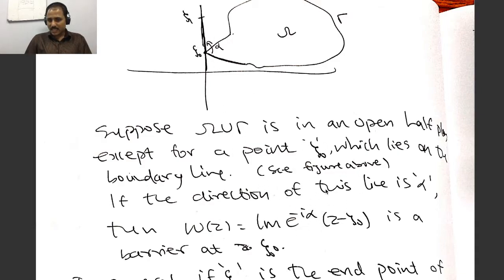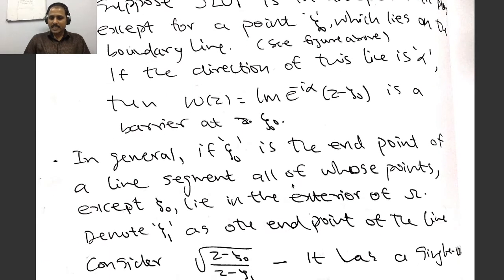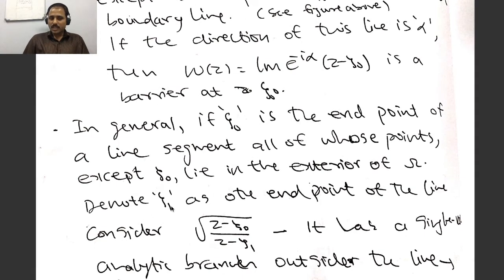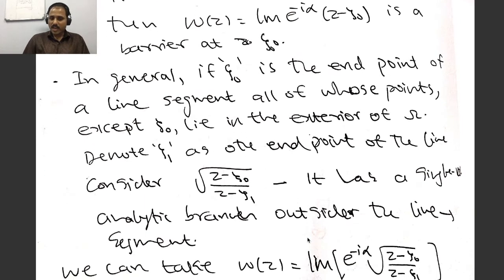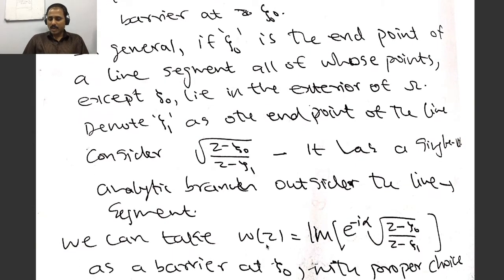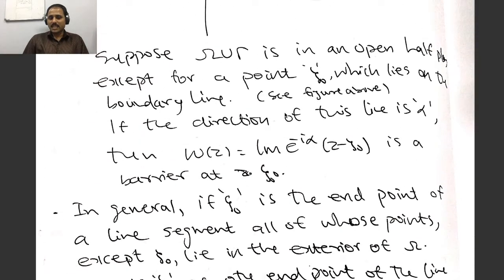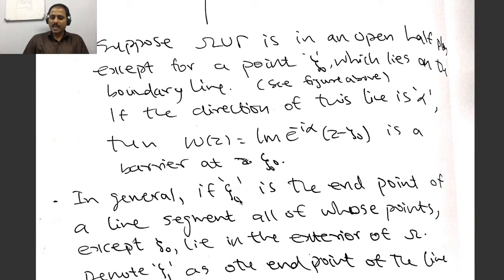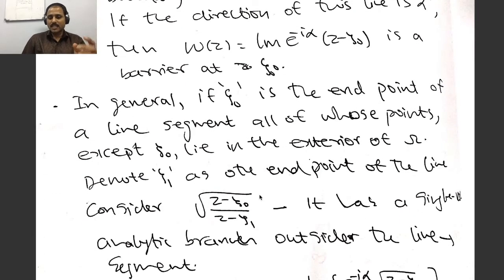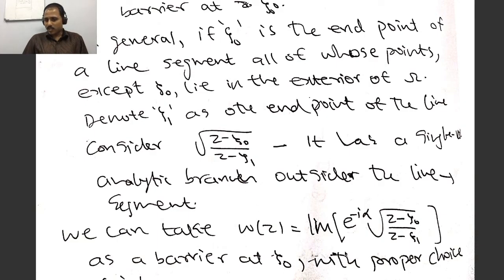Then you can see that you can consider a function like this as a barrier. In general, zeta naught is an endpoint of a line segment, all of whose points except zeta naught lie in the exterior of omega. Denote by zeta 1 the other endpoint of the line, and consider the square root function, which has a single-valued analytic branch outside the line, and you can consider a barrier function of this form. So this is the geometric condition. That means each point should be the endpoint of a line segment which lies fully outside omega, say like the disk, and only that single point is on the boundary. So you can consider w(z) to be this and obtain the barrier.